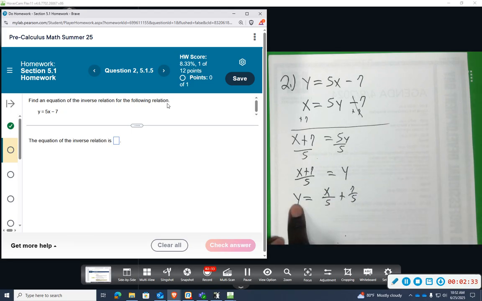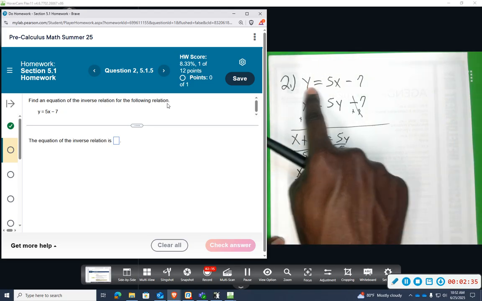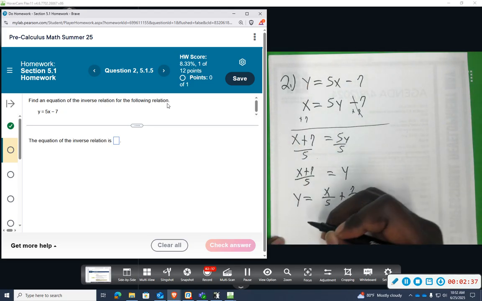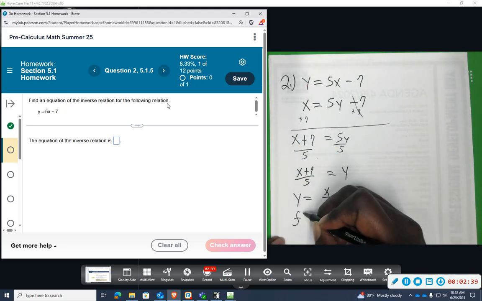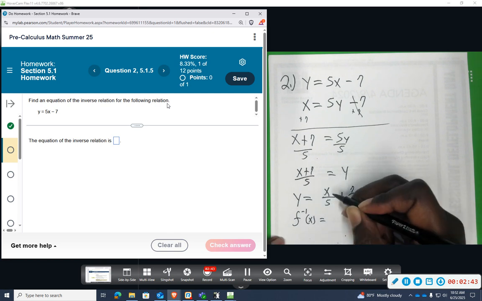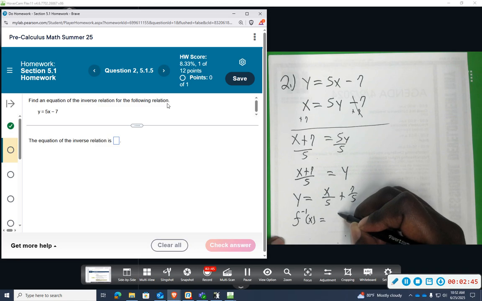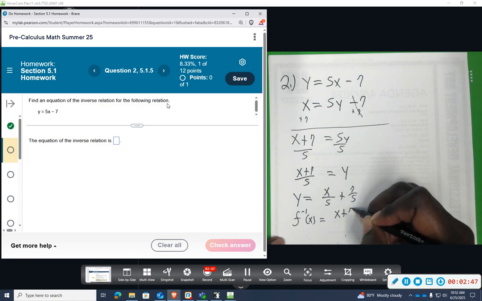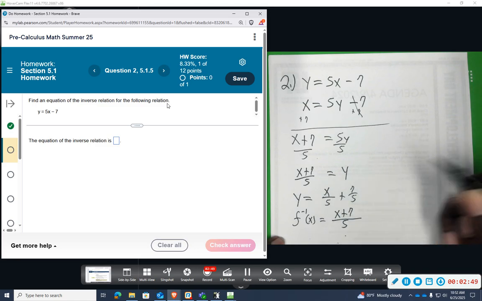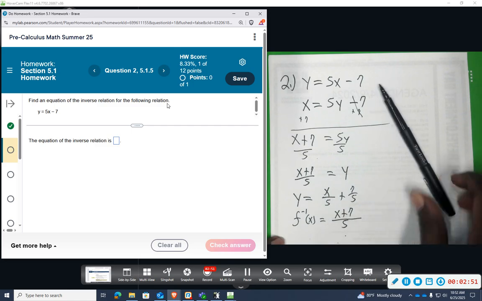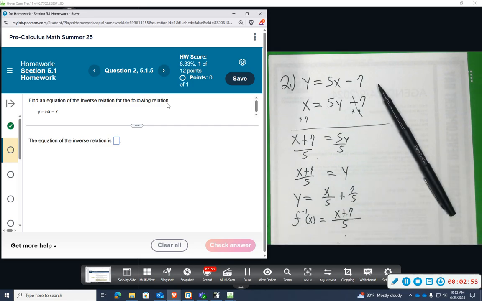And then we want to change y equals, because that's not the original equation. We want to change this to the inverse notation. So we'll say f inverse of x equals, I'm just going to write it back like I had it in just one term. So this is the inverse that we're looking for, (x plus 7) divided by 5.